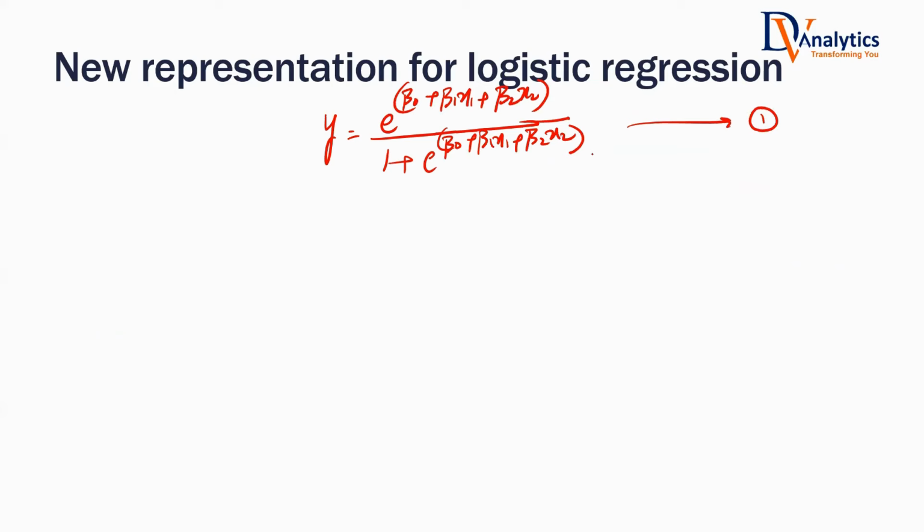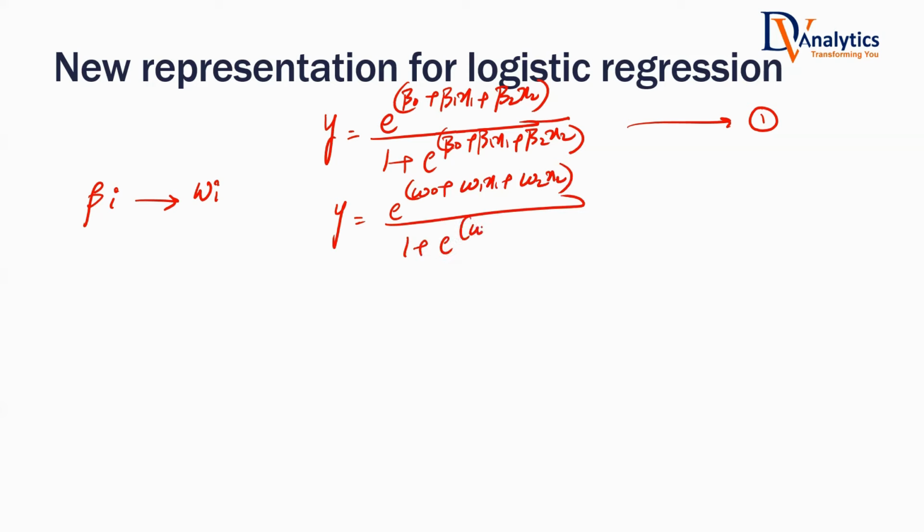Now what happens in artificial neural networks is there is never a discussion of betas. You will never see beta coefficient or beta 1 or beta 2 or beta naught. All these betas will now be called weights, W's. From here on, we'll be calling betas W's. W means weight. Y equal to e power W naught plus W1 x1 plus W2 x2, divided by 1 plus e power W naught plus W1 x1 plus W2 x2.